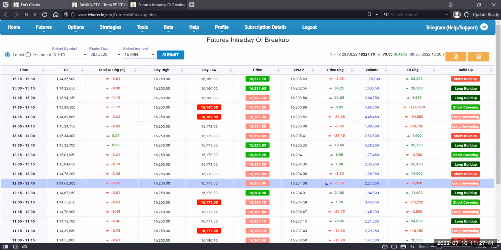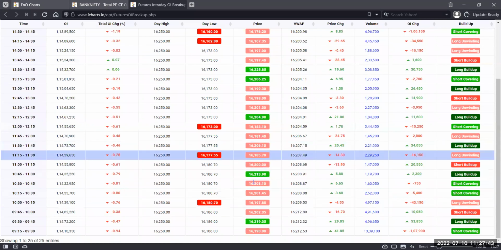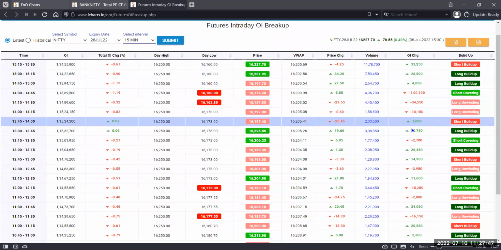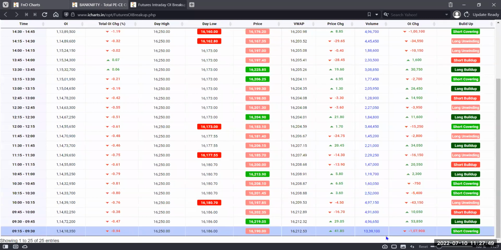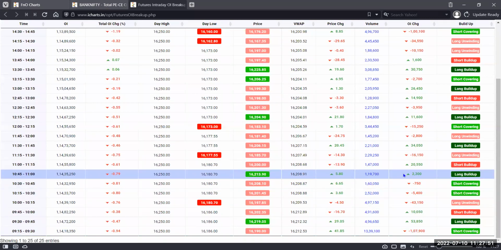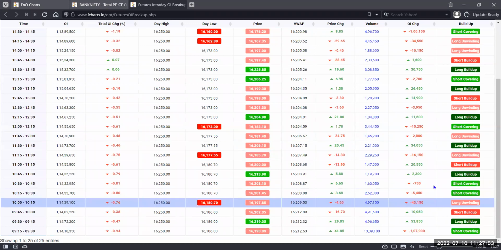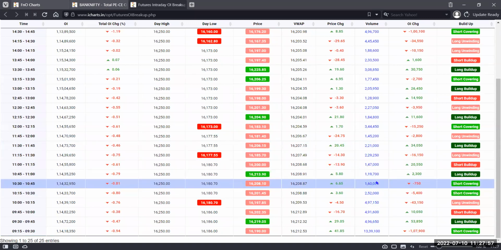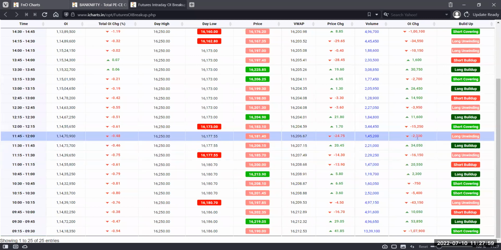That if you see on 15 minute, even this will tell you that. This OI change column will tell you that. So this, with respect to volume, has to be significant. Even this, if you see, there was nothing. We are looking at 15 minutes and there was nothing significant happening here.